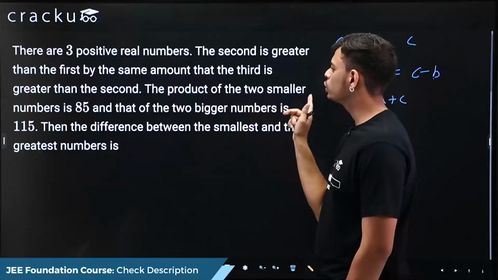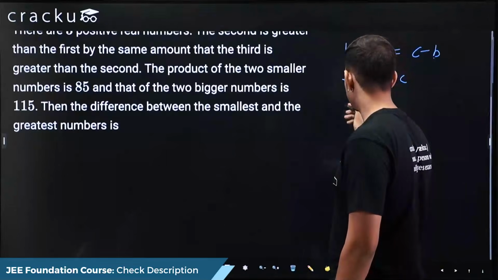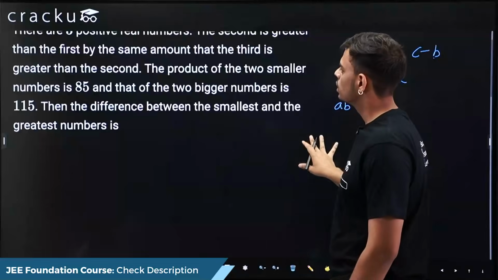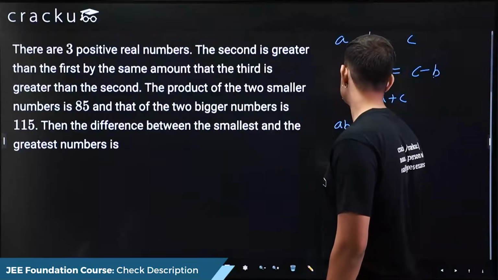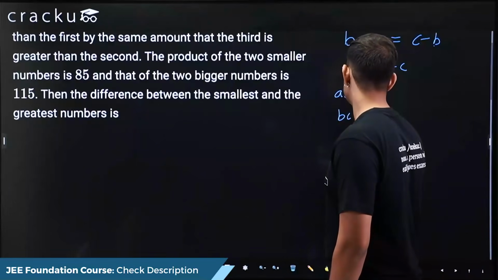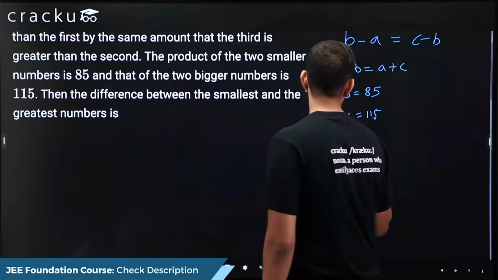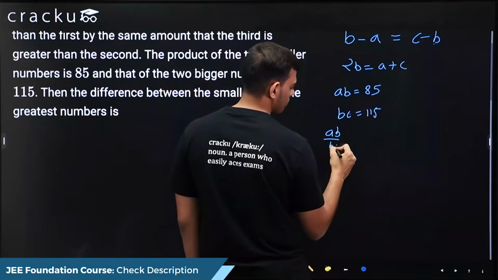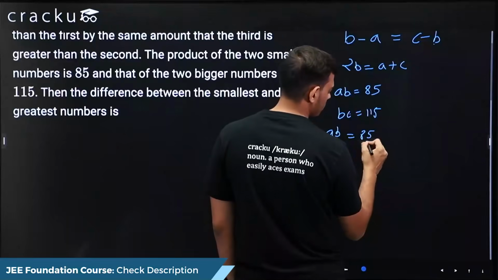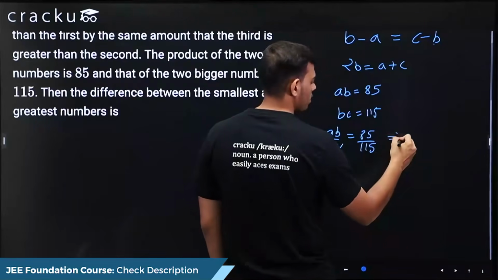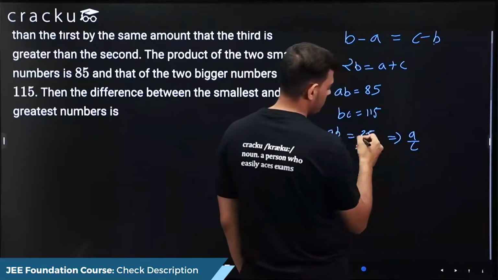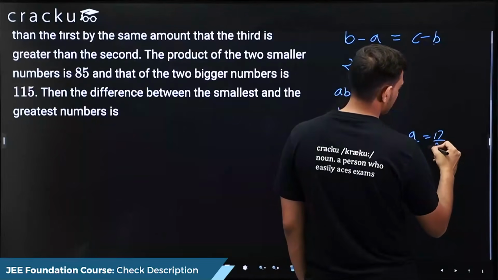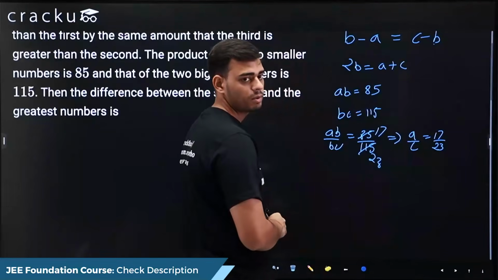The product of the two smaller numbers is 85. AB is 85. And the product of the two bigger numbers is 115. BC is 115. If I divide both of these equations, AB by BC is 85 by 115. A by C is 17 by 23. A and C are in ratio 17 by 23.